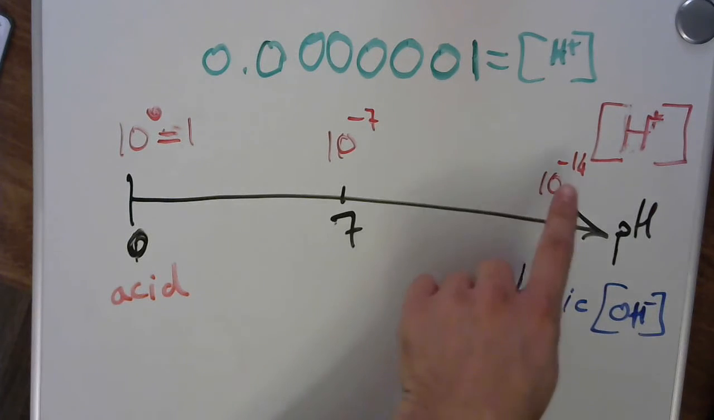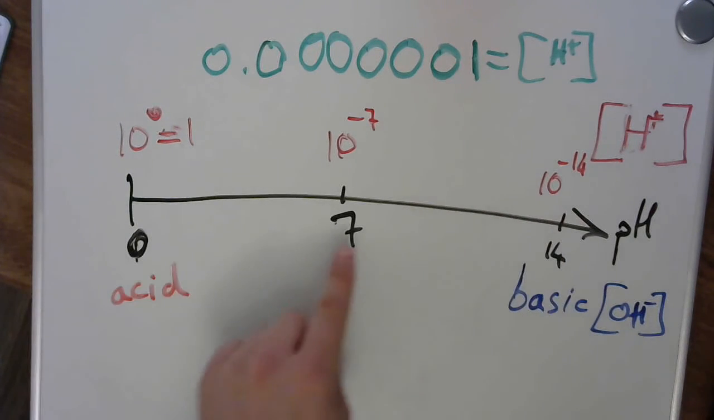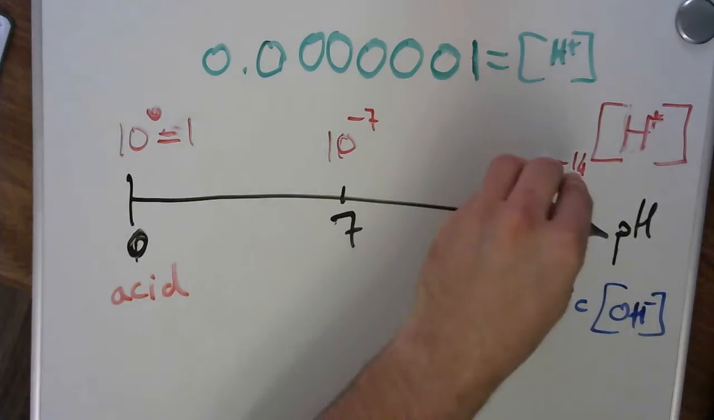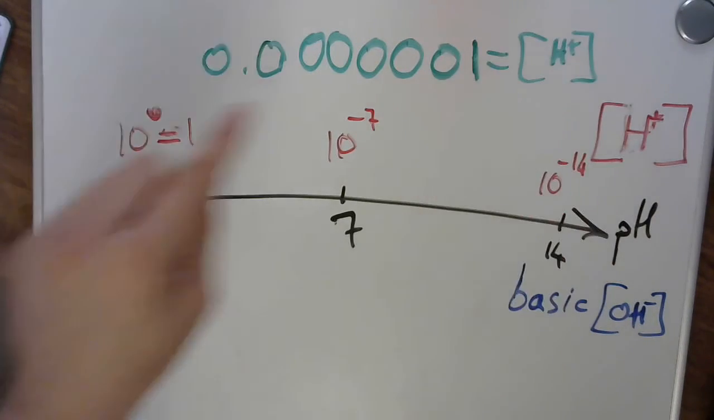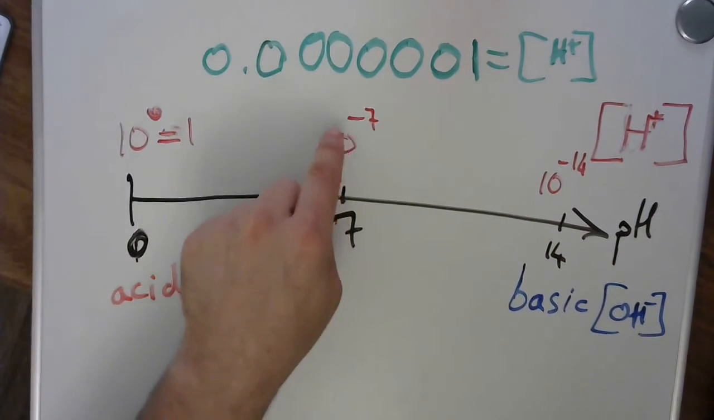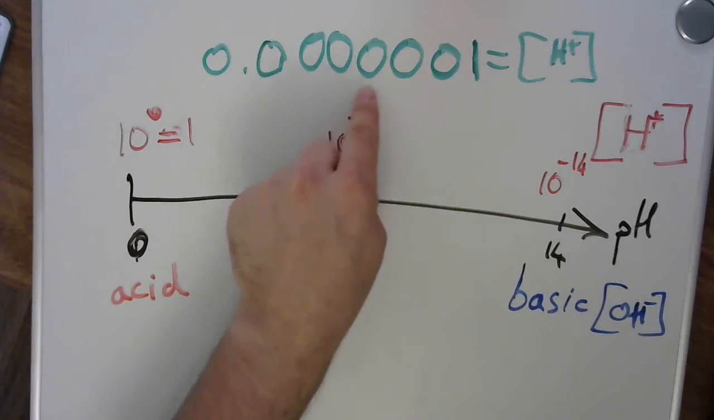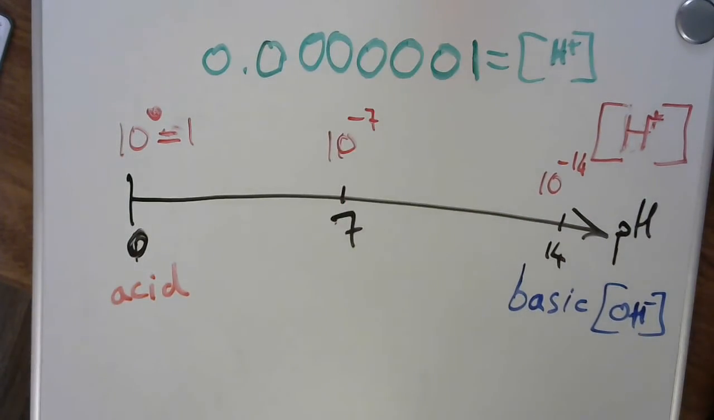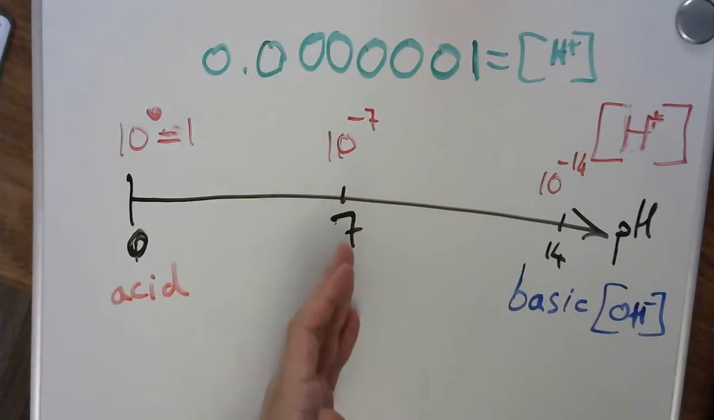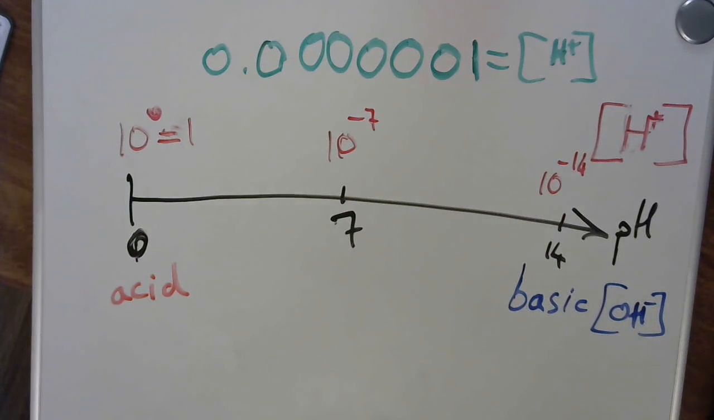Really important to understand that those numbers indicate the negative power of 10. So the higher the number, the lower the concentration of H+. The lower the number, the higher the concentration of H+. Because minus 7 means you have to move 7 times to the right of the decimal place to find the number. So that's why it's such a small amount of H+ when you have 7, but high when it's 1 here. Okay, so with that, I hope you can wrestle with the idea of pH.